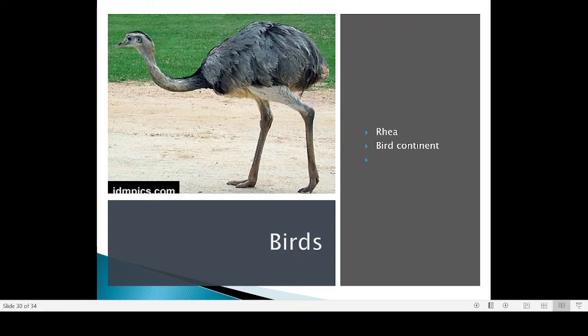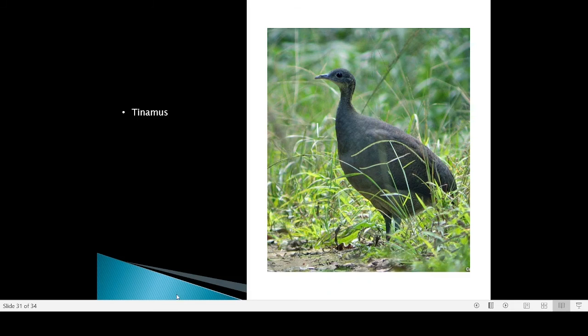So that is the case of the rhea. Then another bird that you can find is the tinamous. The tinamous is a bird you may not have seen much. I will tell you a few more points regarding the tinamous. You can see a picture of tinamous here.